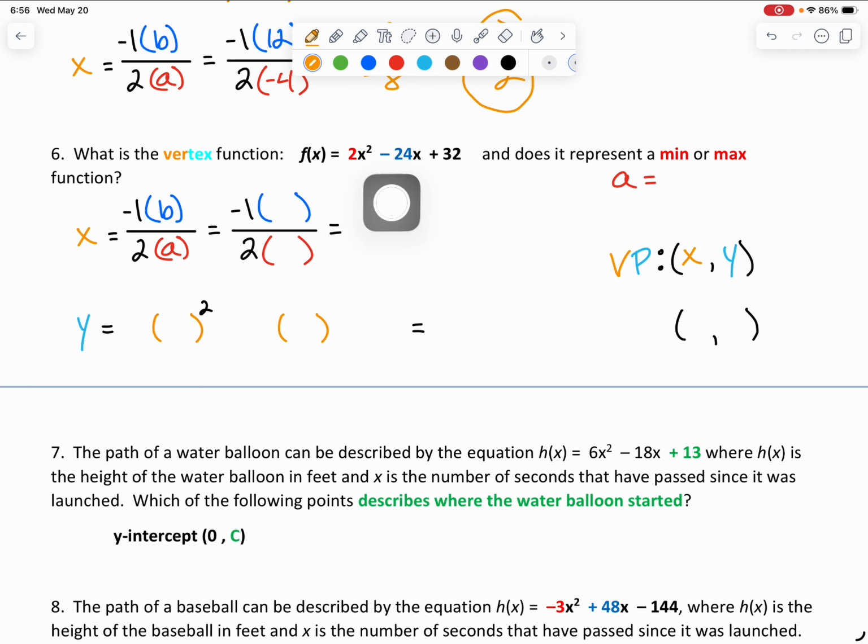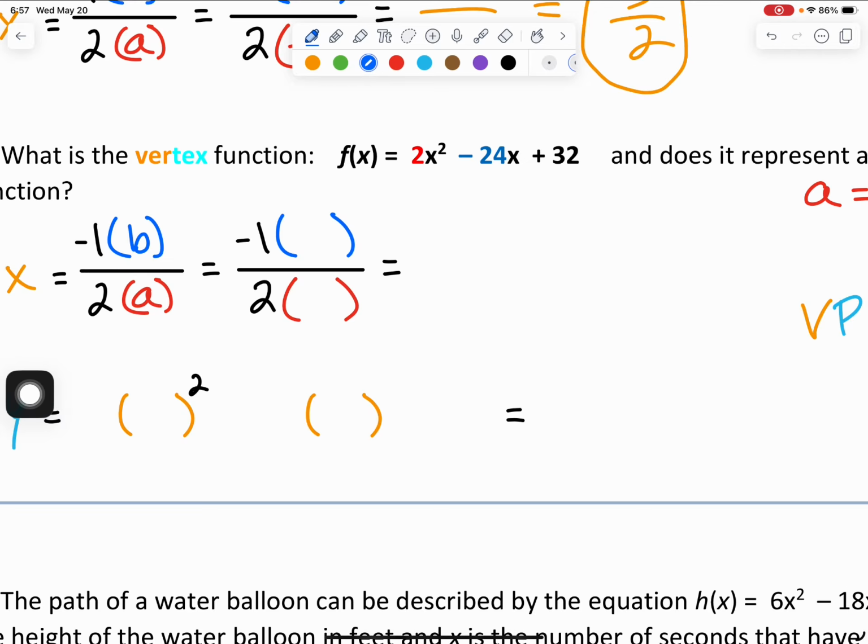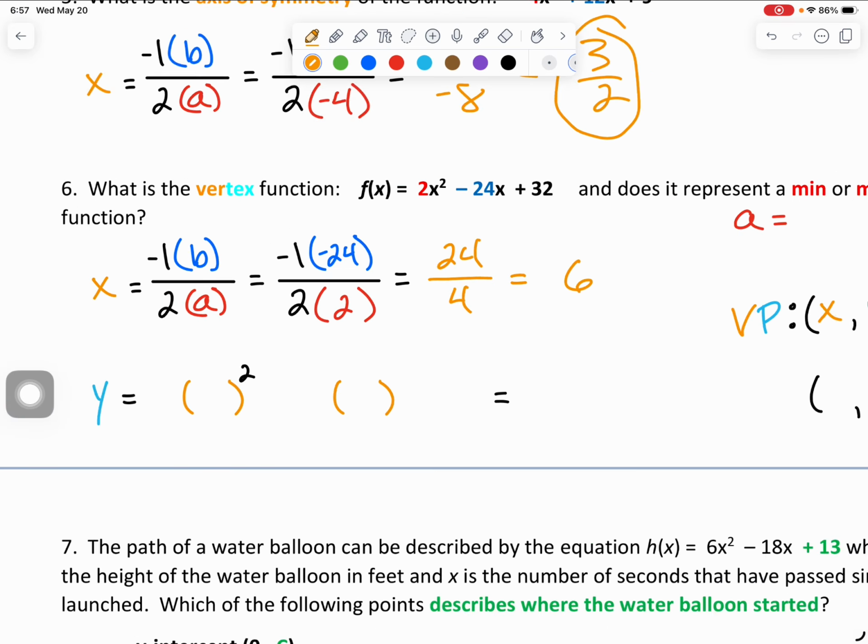All right, so number 6, what is the vertex function? F of x equals 2x squared minus 24x plus 32, and does it represent a min or max function? All right, x equals opposite b over 2a, or negative b over 2a, so negative 1 times b. We will plug in and chug along. Negative 1 times negative 24 gives us a positive 24. We'll set that over 2 times 2, which is 4, and 24 divided by 4 equals 6.